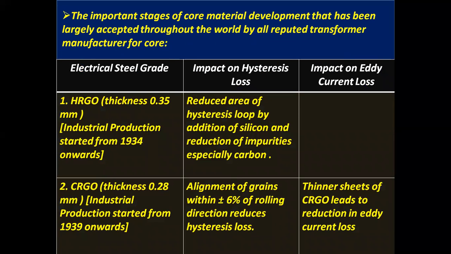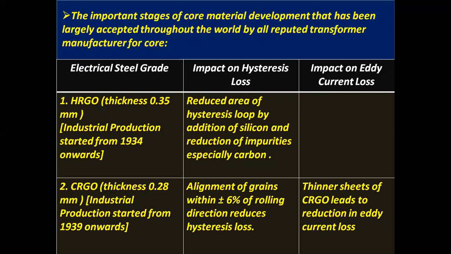The important stages of core material development that have been largely accepted throughout the world by all reputed transformer manufacturers for core. Electrical steel grade HRGO, that is hot rolled grain oriented, thickness 0.35 millimeter, industrial production started from 1934 onwards. Impact on hysteresis loss: reduced area of hysteresis loop by addition of silicon and reduction of impurities, especially carbon. Impact on eddy current loss: negligible.